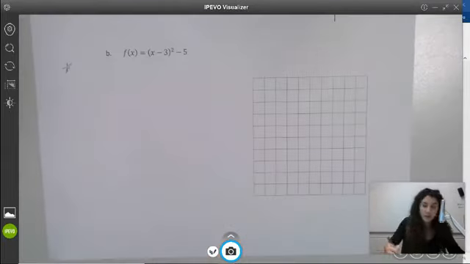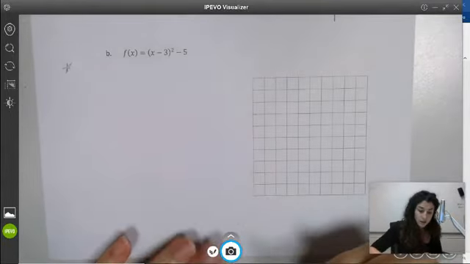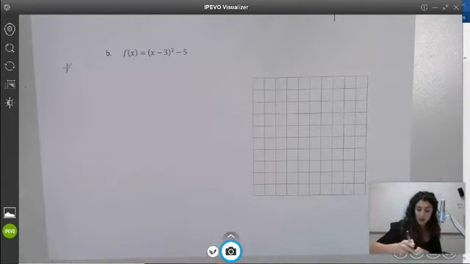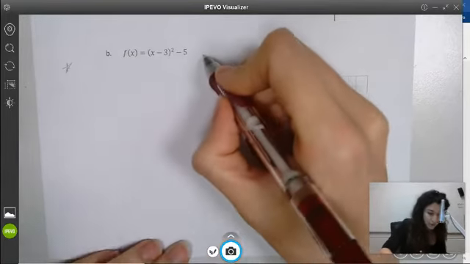I would like for you to go ahead and take a look at this function, and I would like for you to tell me about all of the transformations that have happened in this function. So looking outside of the parent function, the only thing we have outside of the parent function is your -5. That means it's a vertical shift of down 5.